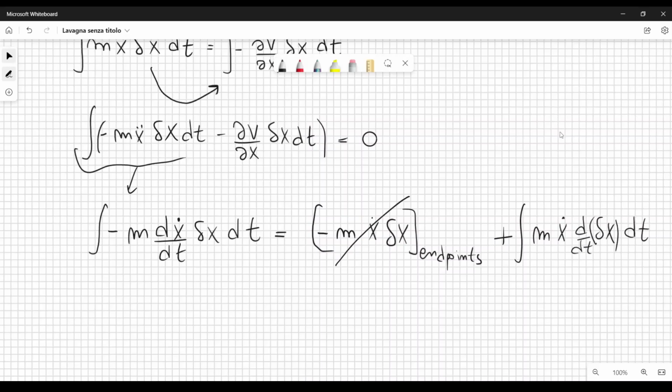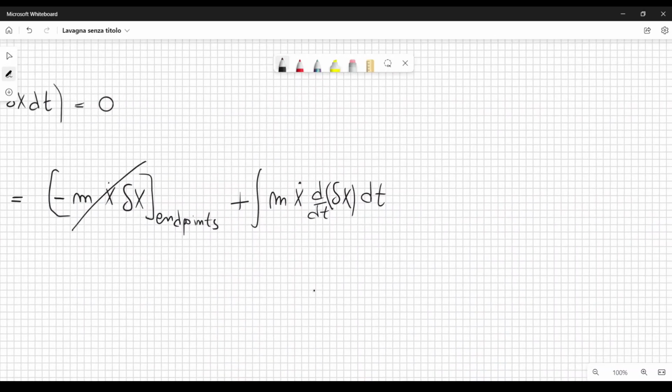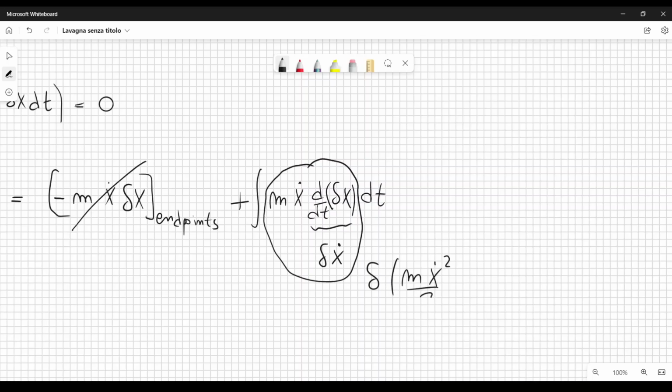like this. But the derivative of the variation can also be written as the variation of the derivative, because these two operators are independent. We have delta x dot, and this term here, since the variation acts like a differential operator, we can also write this as delta of m x dot squared over 2, which is the kinetic energy. So we have the variation of the kinetic energy, which I will call T. Therefore, this is just the integral of the variation of T dt.